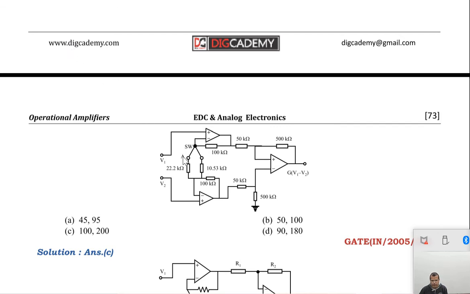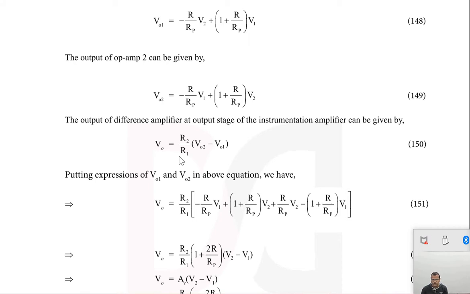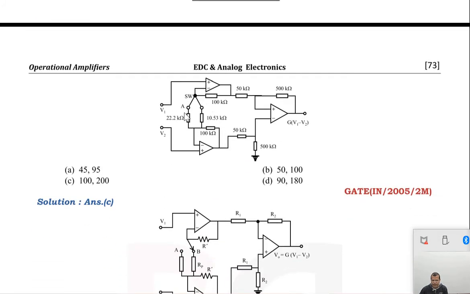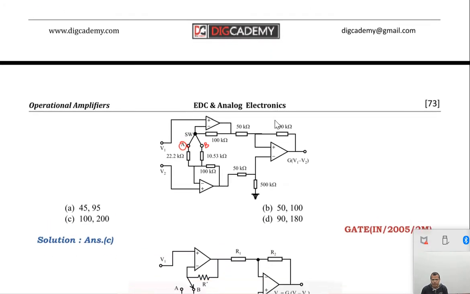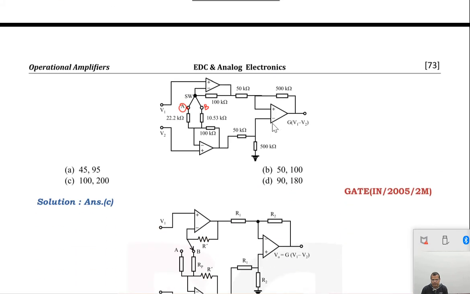So, here this is the position A, the position here, this is the position A, right. So, this position is A and this is the position B, fine. The switch is changed from position A to B. You have to find the gain of the amplifier, fine.